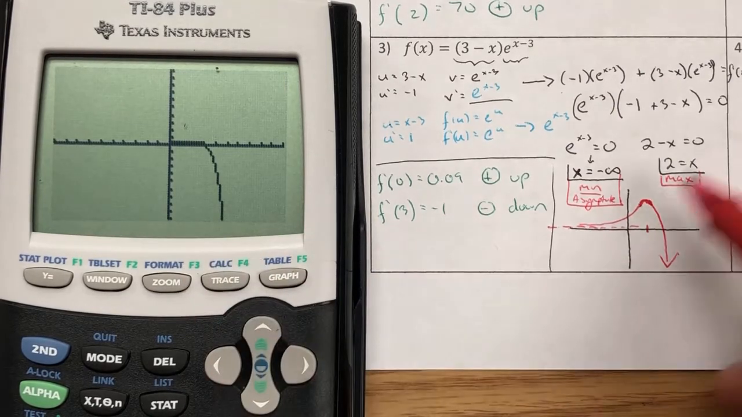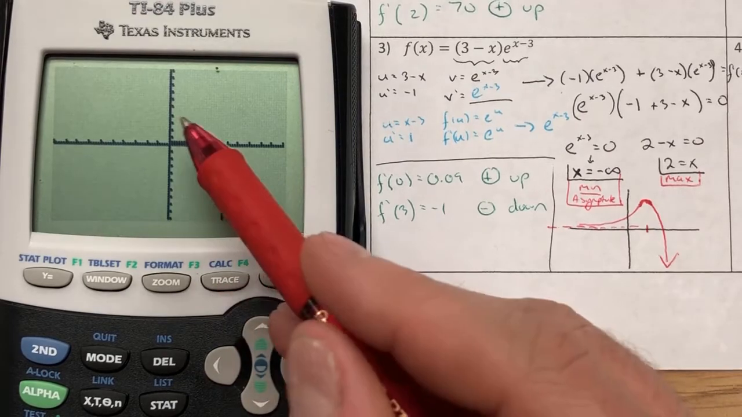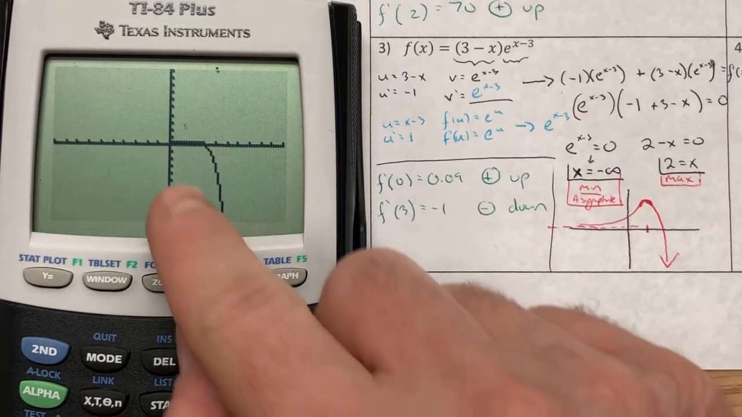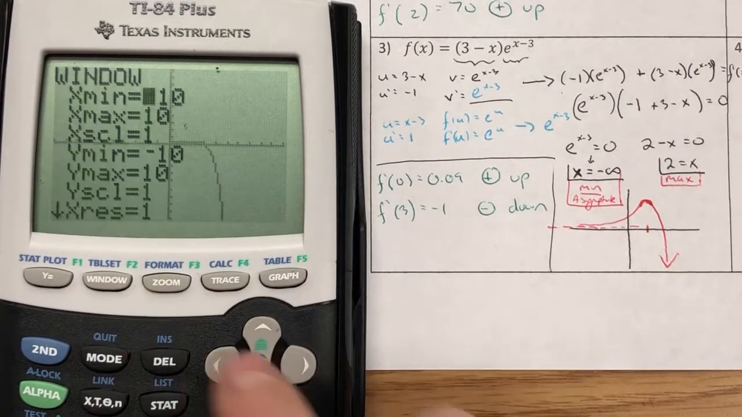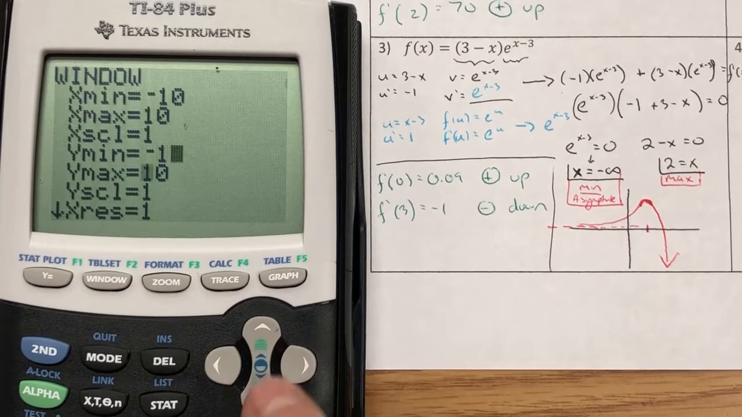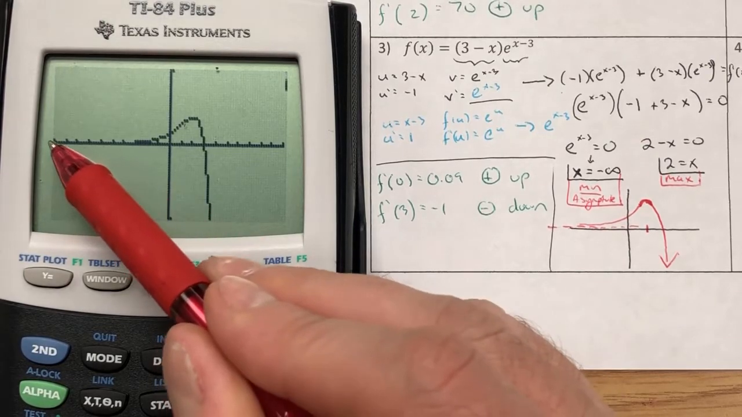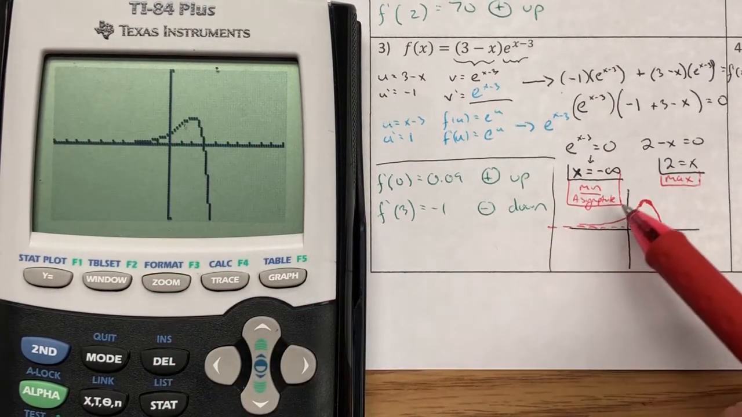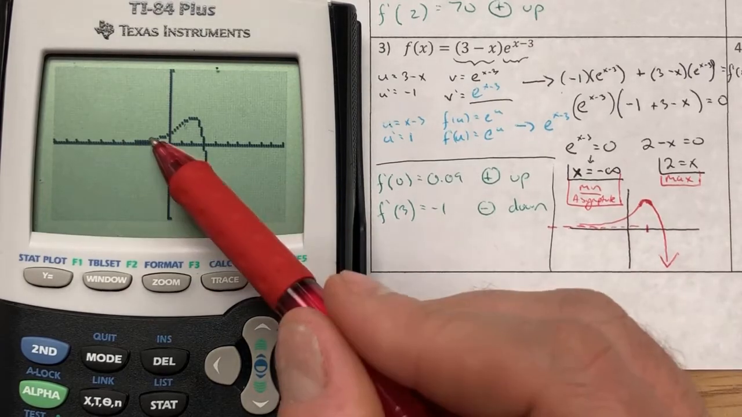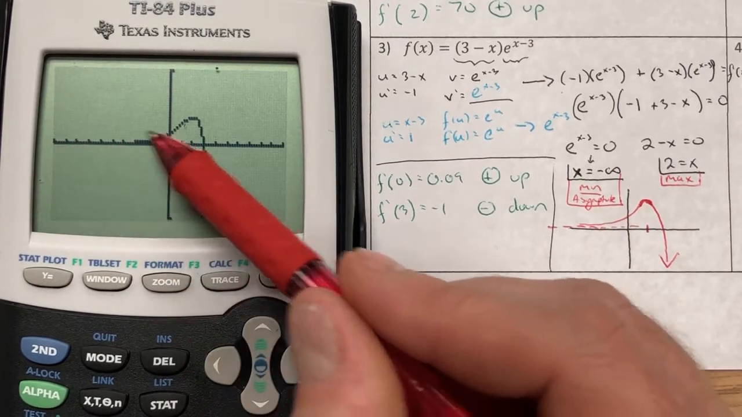Okay, so I do see the fact that we have the plunge, right? But I don't really see what's going on right here. So let's zoom in. Looks like we can get away with maybe a -1 to 1. Okay. So we do see that it plunges up and then plunges down.